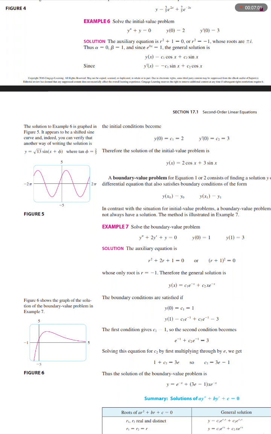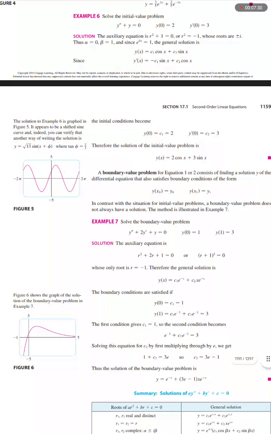The initial conditions become y of 0 equals c sub 1 equals 2, y prime of 0 equals c sub 2 equals 3. Therefore, the solution of the initial value problem is y of x equals 2 cosine x plus 3 sine x.